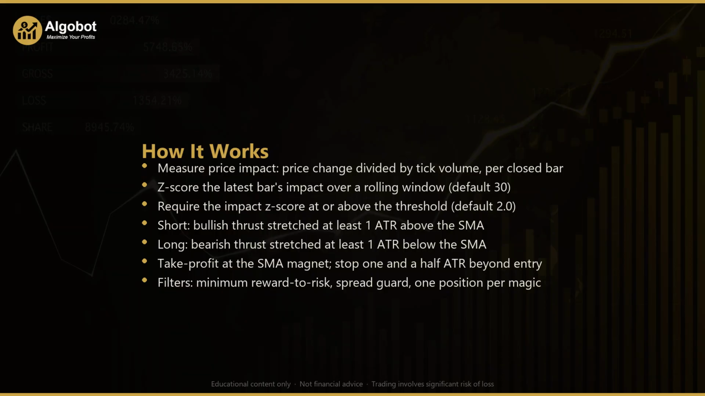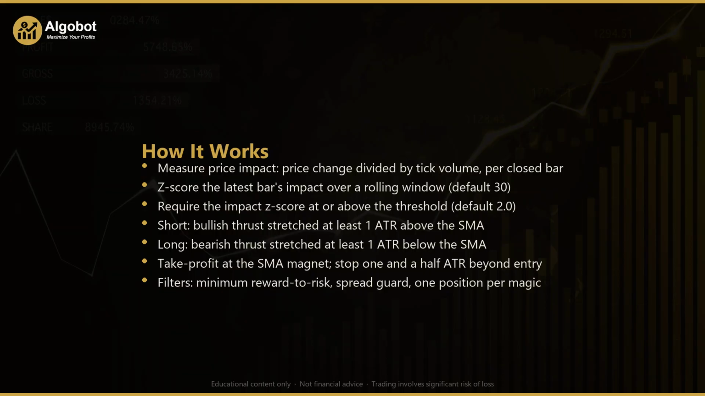Over the rolling window, which defaults to 30 bars, it computes the mean and standard deviation of impact. Then it z-scores the most recently closed bar. If that z-score is below the threshold, which defaults to 2, nothing happens. The bar simply was not thin enough to qualify as a vacuum thrust. A high-impact bar on its own is not enough, because a quiet drift also has few ticks. So 2 more conditions must line up on the freshly closed signal bar, both measured against the moving average baseline.